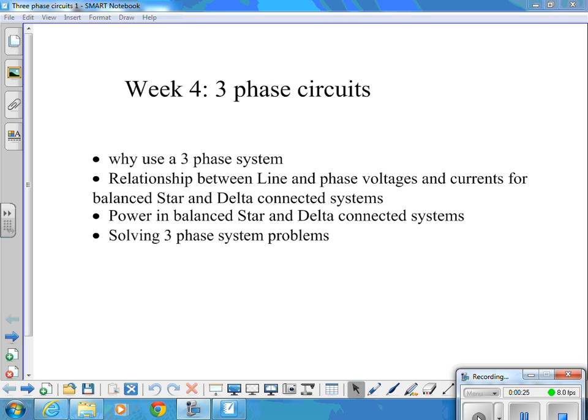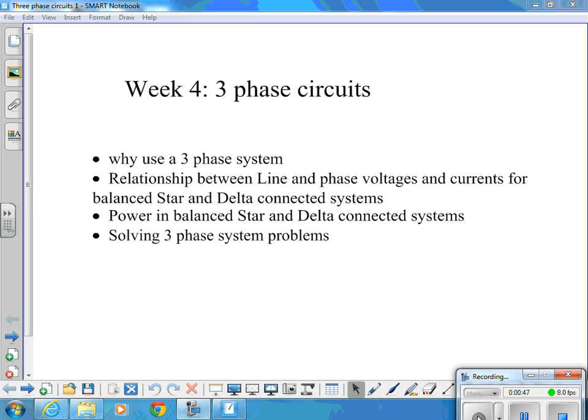Secondly, once we know what a three-phase system is, we'll look at the relationship between line and phase voltages and currents, line and phase currents for balanced star and delta connected systems.